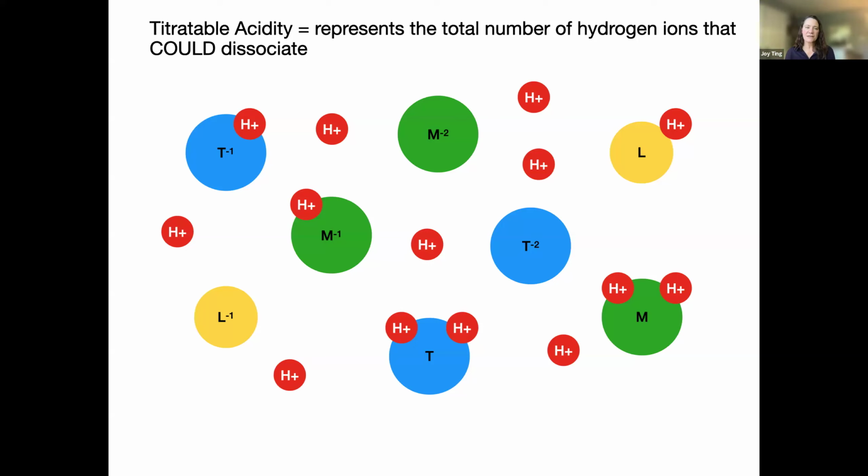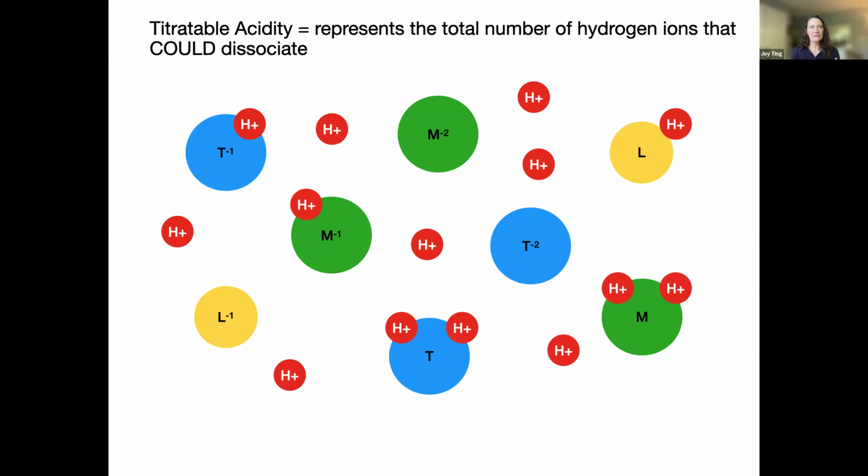So in this case, the titratable acidity doesn't matter if it's currently bound to its parent molecule or not, just that it's in there. So in our cartoon form here, I think we'd have 13 hydrogen ions that would contribute to the titratable acidity.